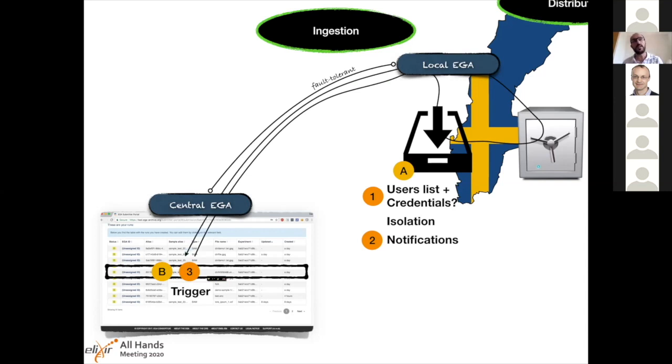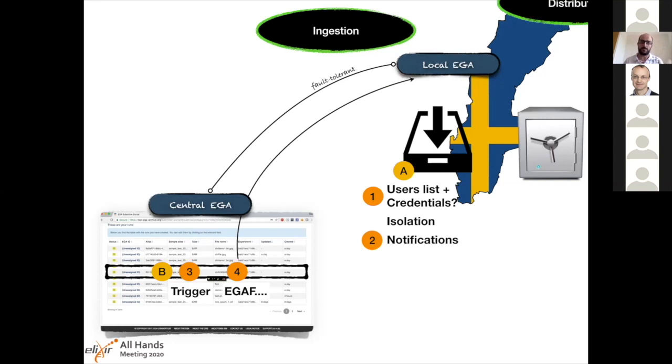And finally, we attribute a unique identifier across the whole EGA ecosystem to that file. So we call that a stable ID or an accession ID. And we attribute this file, we communicate it back to the local EGA. So this was basically the step for the submitter.